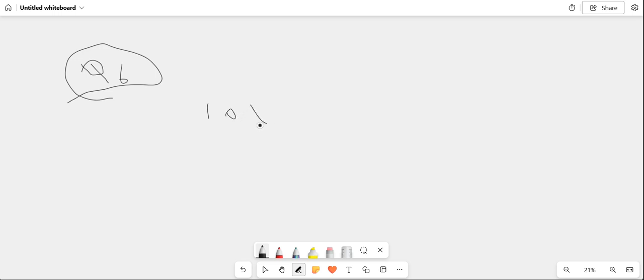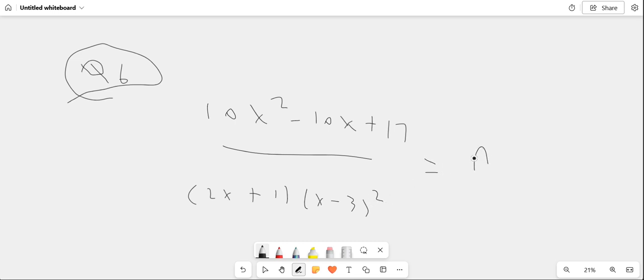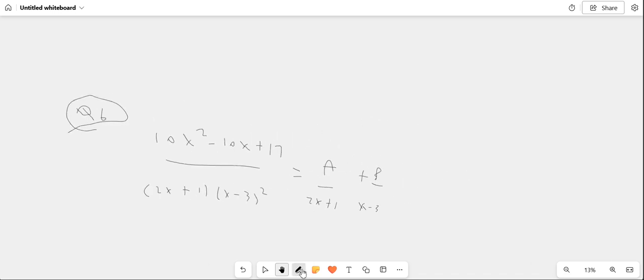10x squared minus 10x plus 17 over (2x plus 1)(x minus 3) squared. So a over the first term, a over 2x plus 1, and then b over the repeated factor, plus b over x minus 3, and then plus c over the full repeated factor, x minus 3 squared.